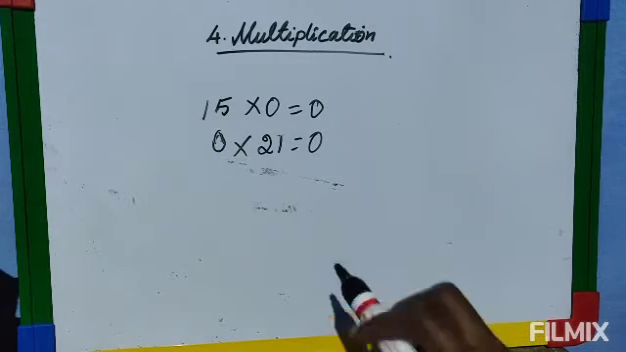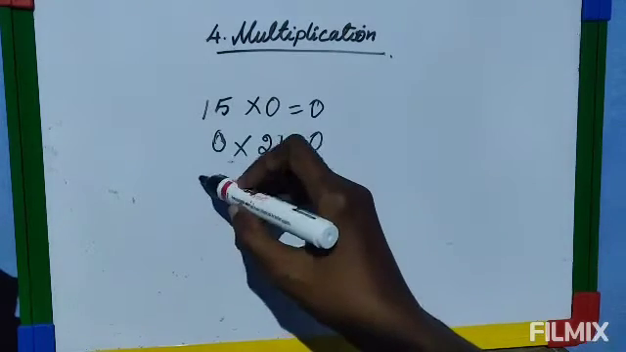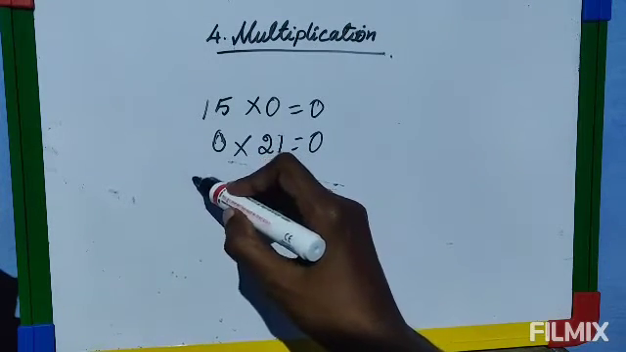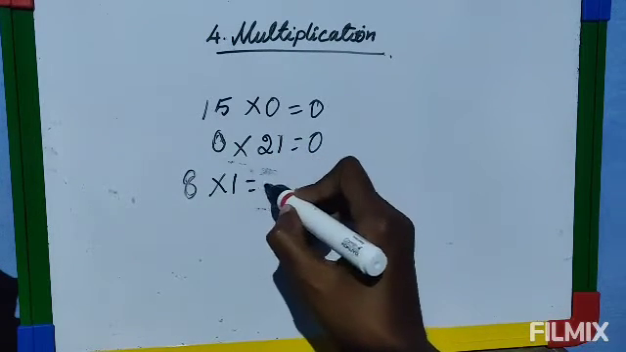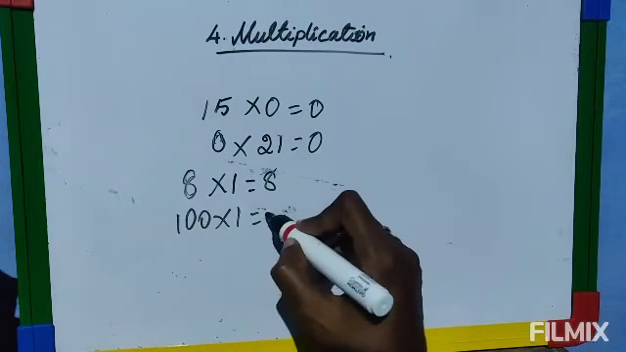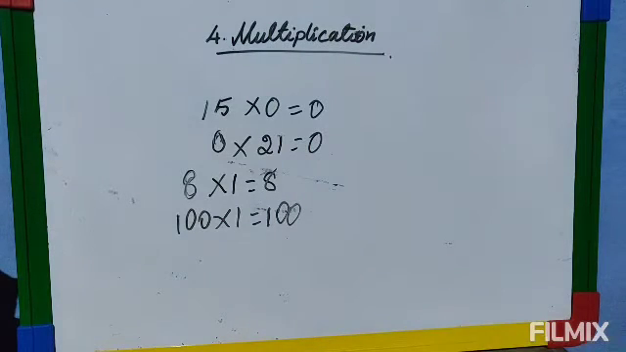Again, multiplying by 1. 8 multiplied by 1, you will get 8. 100 multiplied by 1, you will get 100. So if you multiply any number by 1, you will get the same number as the answer. So there is no change.